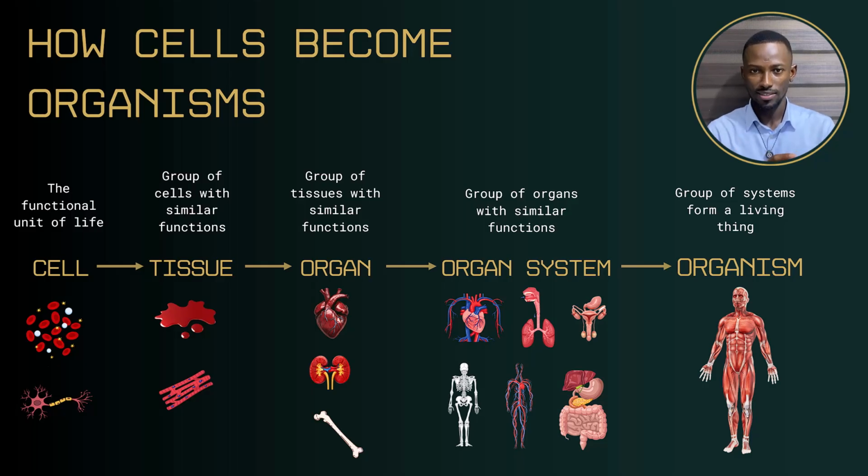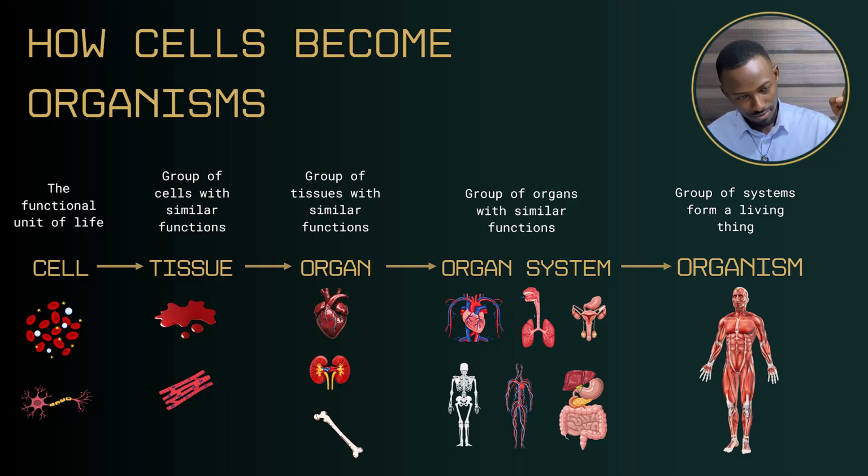Then we have organs coming together to form organ system. So we have the circulatory system, reproductive system, respiratory system, the nervous system, the skeletal system, the digestive system. So if you pick the digestive system, we have organs coming together to form this digestive system. The same thing applies to the other systems. Then we have these systems coming together to form you, an organism. So group of systems form a living thing.